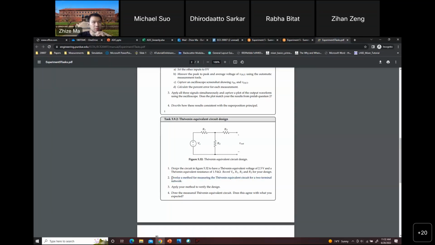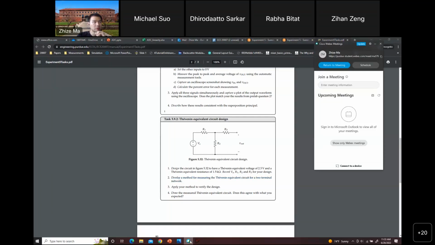You want to develop a method to measure the Thevenin equivalent circuit for a two-terminal network. So first of all, what's a two-terminal network?